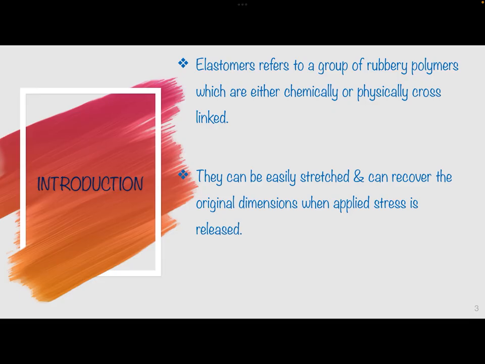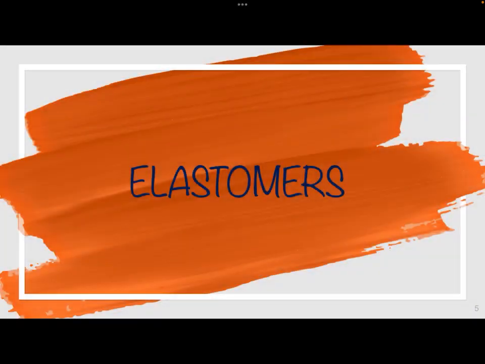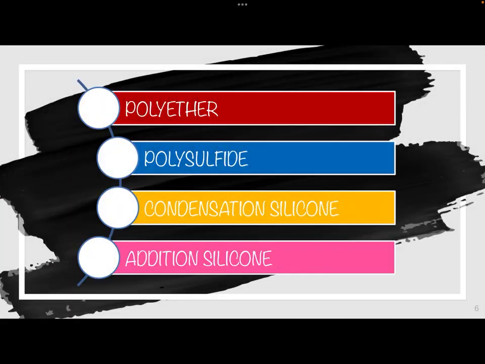Elastomers are a group of rubbery polymers which are either chemically or physically cross-linked. They can be easily stretched and can recover the original dimension when applied stress is released. Most of the elastomers are two component systems in which the setting occurs through either chain lengthening polymerization or chemical cross-linking. They are classified into four, as we earlier discussed: the polyether, the polysulfide, condensation silicone, and the addition silicone.